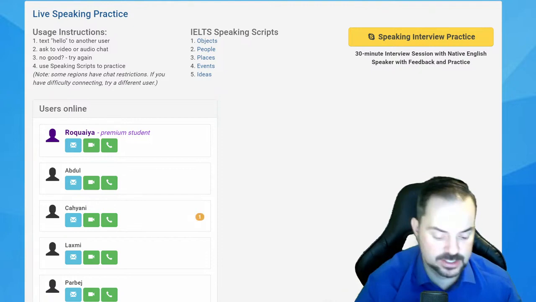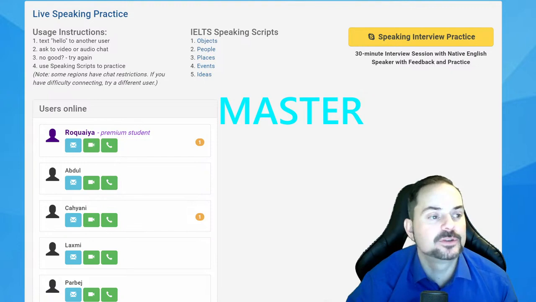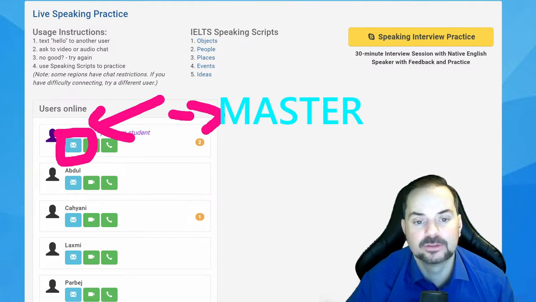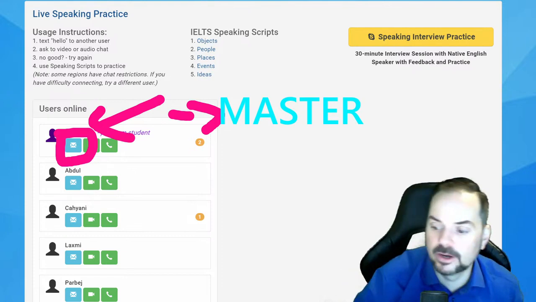That'll be my handle. And all I want you to do, once you've mustered the courage to volunteer, is send me a message with this little blue envelope next to my handle, Master, saying, I want to volunteer. Okay. All right. So let's get into it.